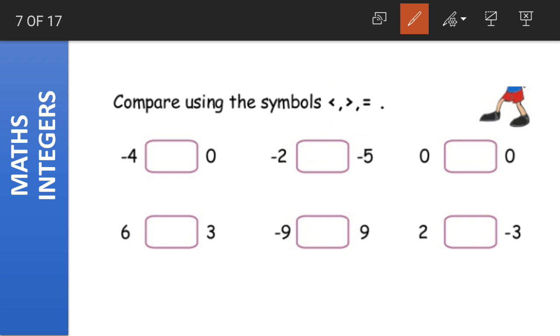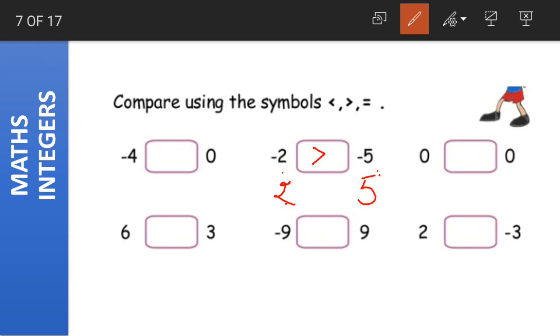The next comparison is -2 and -5. When two negative integers are given, we compare their absolute values, and the number with smaller absolute value is the greater integer. Now, what are the absolute values of -2 and -5? They are 2 and 5. Which is the smaller number here? The smaller number is 2. So, this is the greater negative integer.